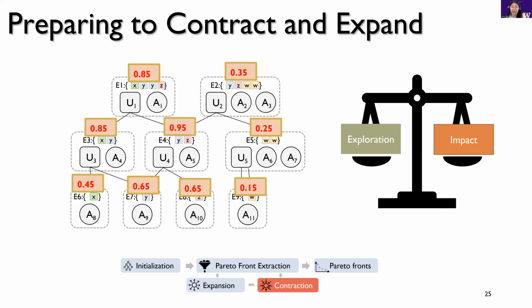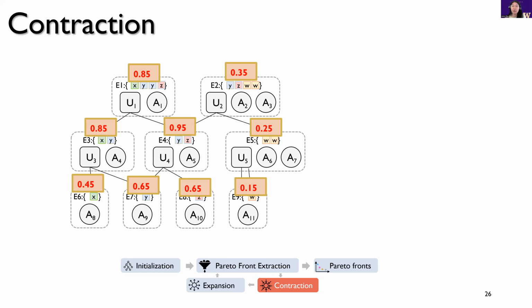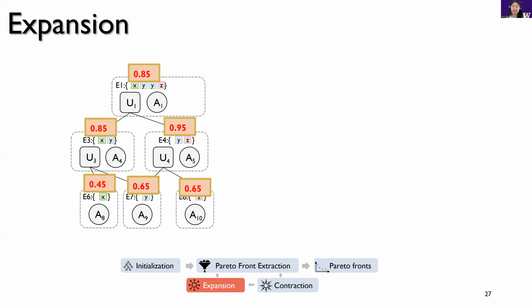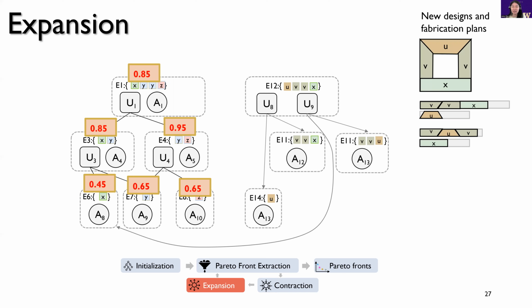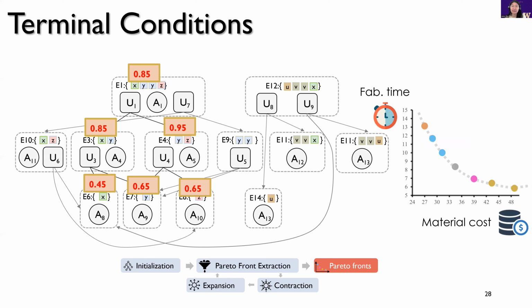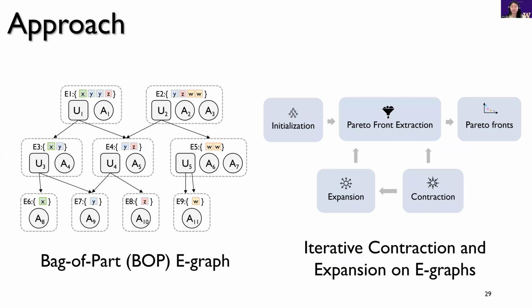The other is impact, or how often this BOP is used in Pareto-optimal solutions. We then contract by identifying low-scoring E-classes and removing them and their parent E-nodes to get a compressed BOPE graph. And this contracted BOPE graph is then further expanded. Ranking scores are used to guide generation of new design variations and new fabrication plans for existing E-classes. The algorithm exits the loop when the termination conditions are reached, returning the final Pareto front.